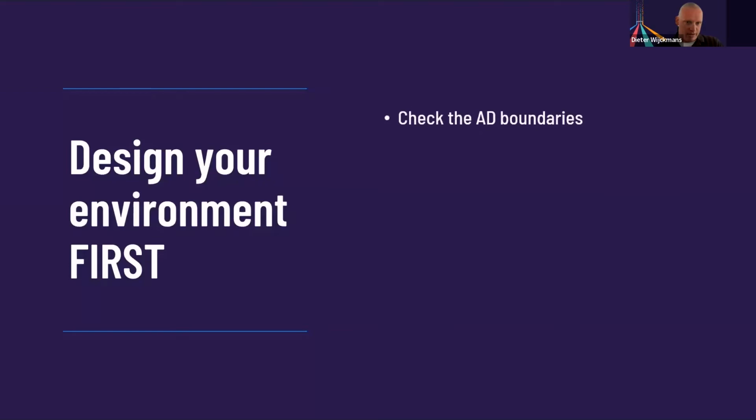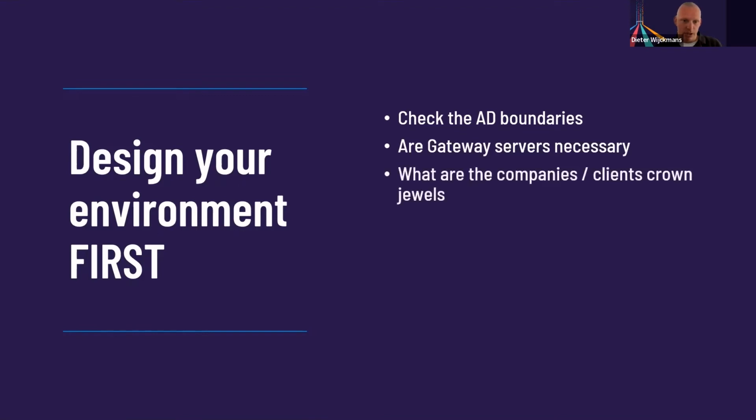So design your environment first, check the AD boundaries. A lot of people who are asking for Operations Manager or monitoring in general have no clue that the AD boundary is key for your design. Because if you go outside the two-way trust, you need a gateway server to make sure that those machines residing outside of the two-way trust are actually monitored as well. Gateway server necessary: the first AD boundaries, well, make it necessary if you go outside the two-way trust.